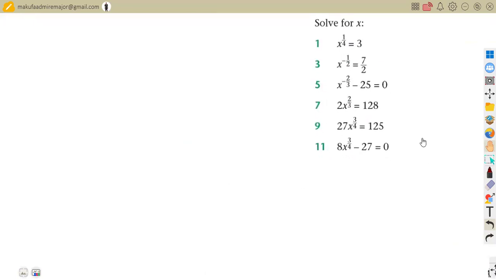You need to try as much as you can. On question number 3, we are given x to the exponent of minus 1 over 2 is equal to 7 over 2. Like I said, it is the same approach, the same application of our laws. There is a negative 1 over 2. We want to remove this.